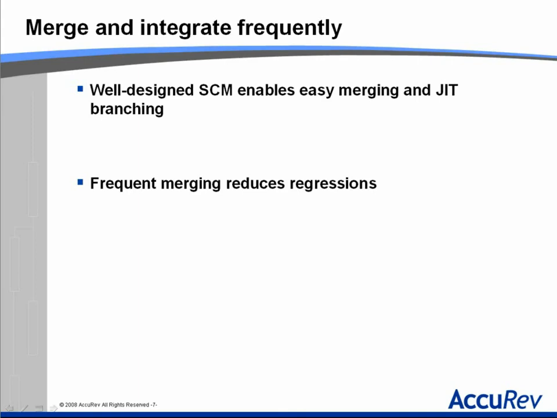Frequent merging is another thing that is made easier by some of the more modern SCM systems. And it might look like an odd statement initially that I say that frequent merging can reduce regressions. But ultimately, if you are constantly taking the work that individual developers and individual teams do, and you're merging that into some sort of integration code line, and you're testing that integration code line, then all of a sudden you've established a process that is going to identify defects earlier.